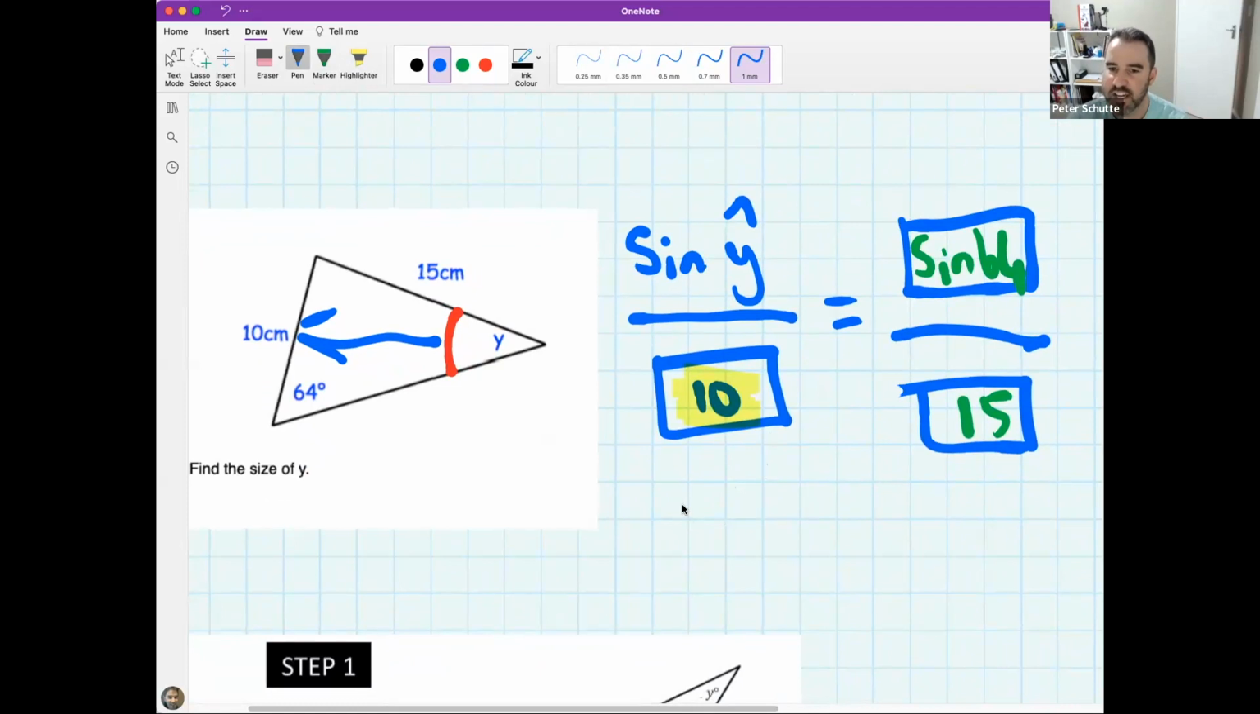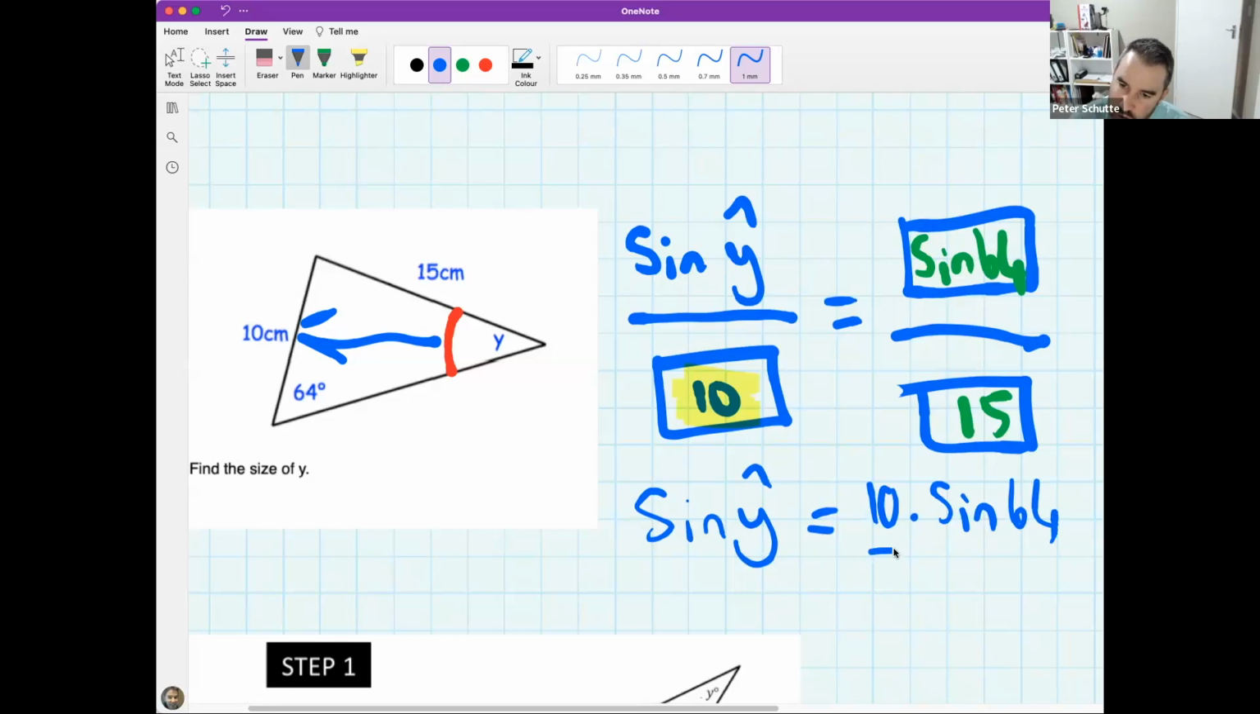Multiply. Perfect. So we would get the sine of y is equal to 10 times the sine of 64 over 15. Now, we are not there yet, but we are getting warm. Remember, the goal was to find the value of y. We have an equation, but what happens when we want to get rid of sine? We can't just multiply both sides by sine. We have to use what's called the inverse sine function.